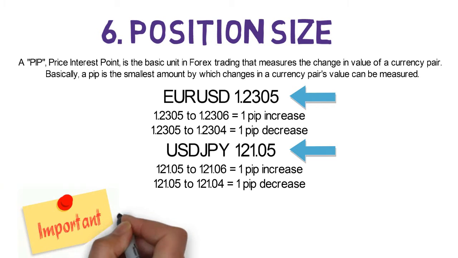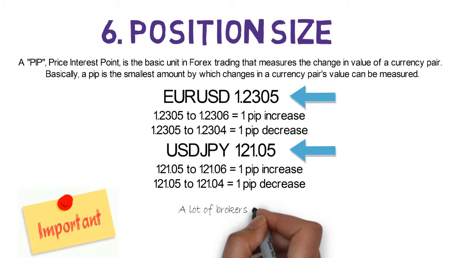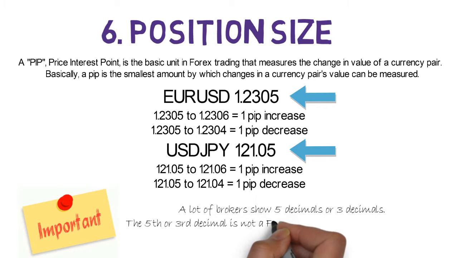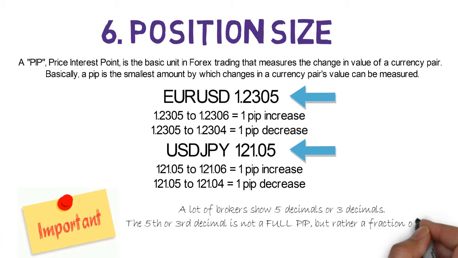It is important to point out that a lot of brokers show 5 decimals or 3 decimal spaces. The 5th or 3rd decimal is not a full pip, but rather a fraction of a pip. So just keep that in mind if you're using a broker that uses 5 decimals or 3 decimals.